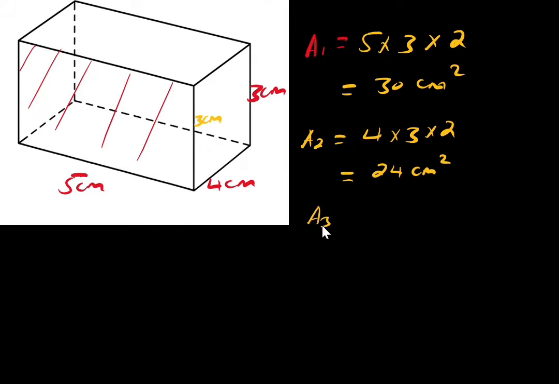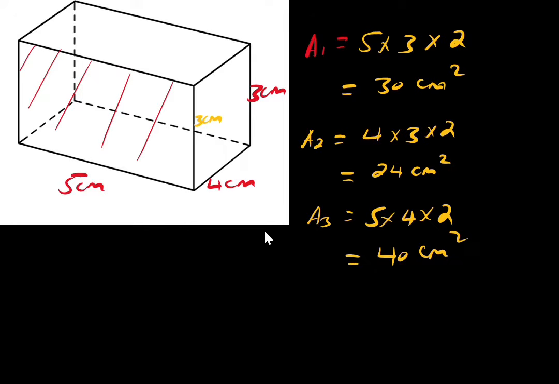Finally, we have area 3. Area 3 is this rectangle which is at the bottom. There is also another one which is at the top. So the dimensions are 5 by 4. I'm going to multiply 5 times 4, and then there are 2, at the bottom and at the top. So 5 times 4 times 2. 5 times 4, you get 20. 20 times 2, you get 40. So this is 40 centimeters square.